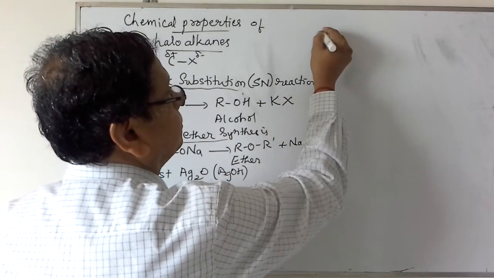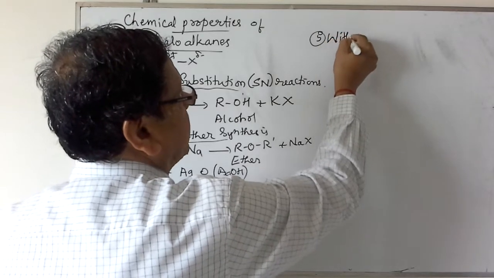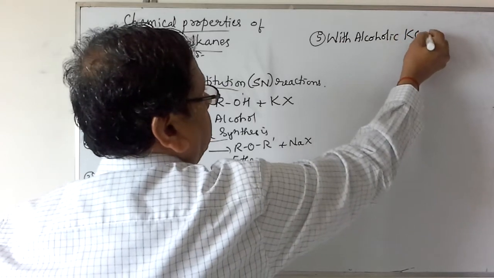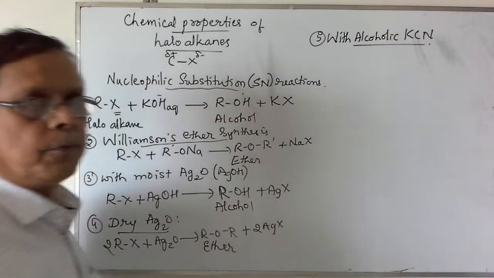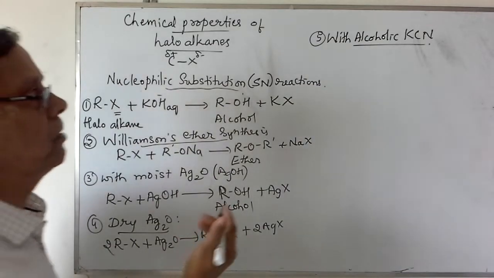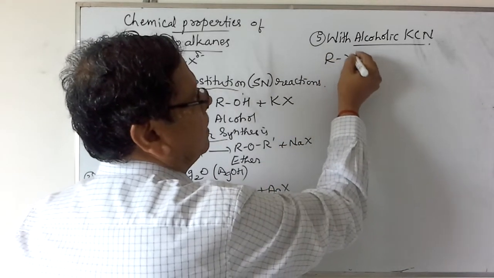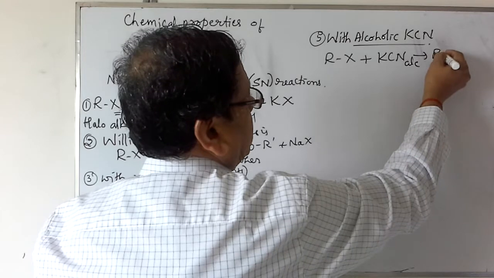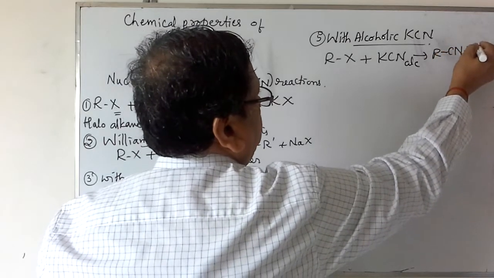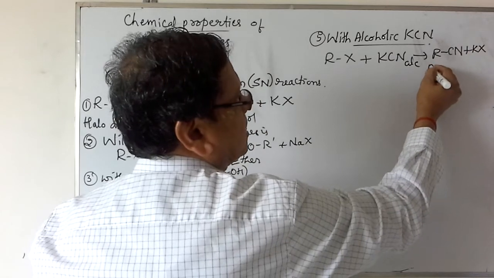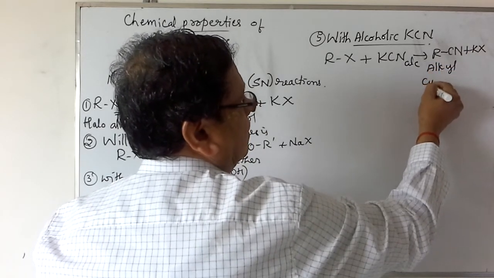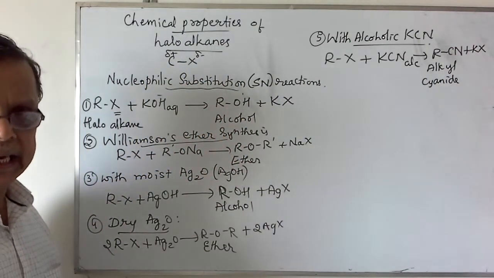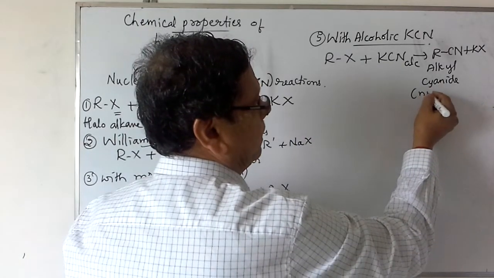The next one is with alcoholic potassium cyanide. When you dissolve potassium cyanide in alcohol, we get a solution called alcoholic potassium cyanide. An alkyl halide will react with potassium cyanide in alcoholic medium to give rise to the corresponding alkyl cyanide with KX. This is called alkyl cyanide or cyanoalkane or alkyl nitrile. This is also named as the nitrile.